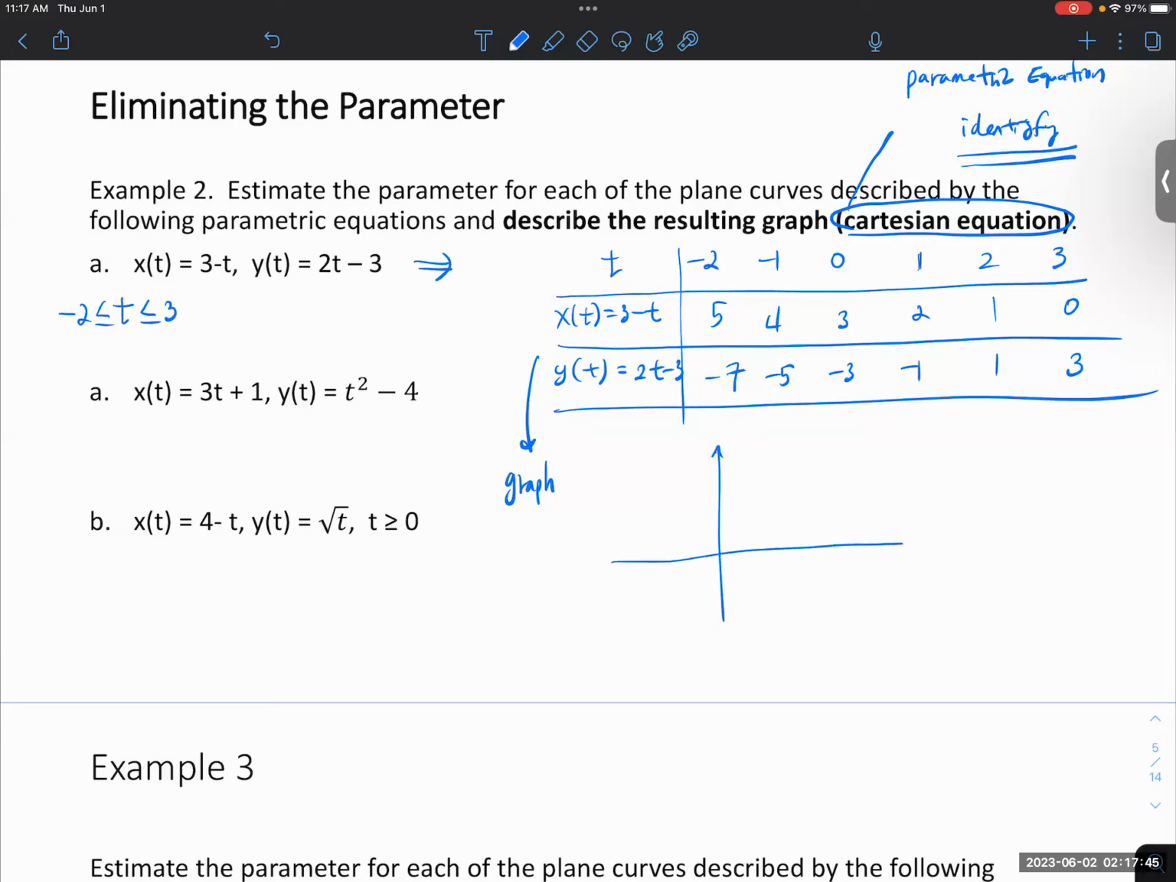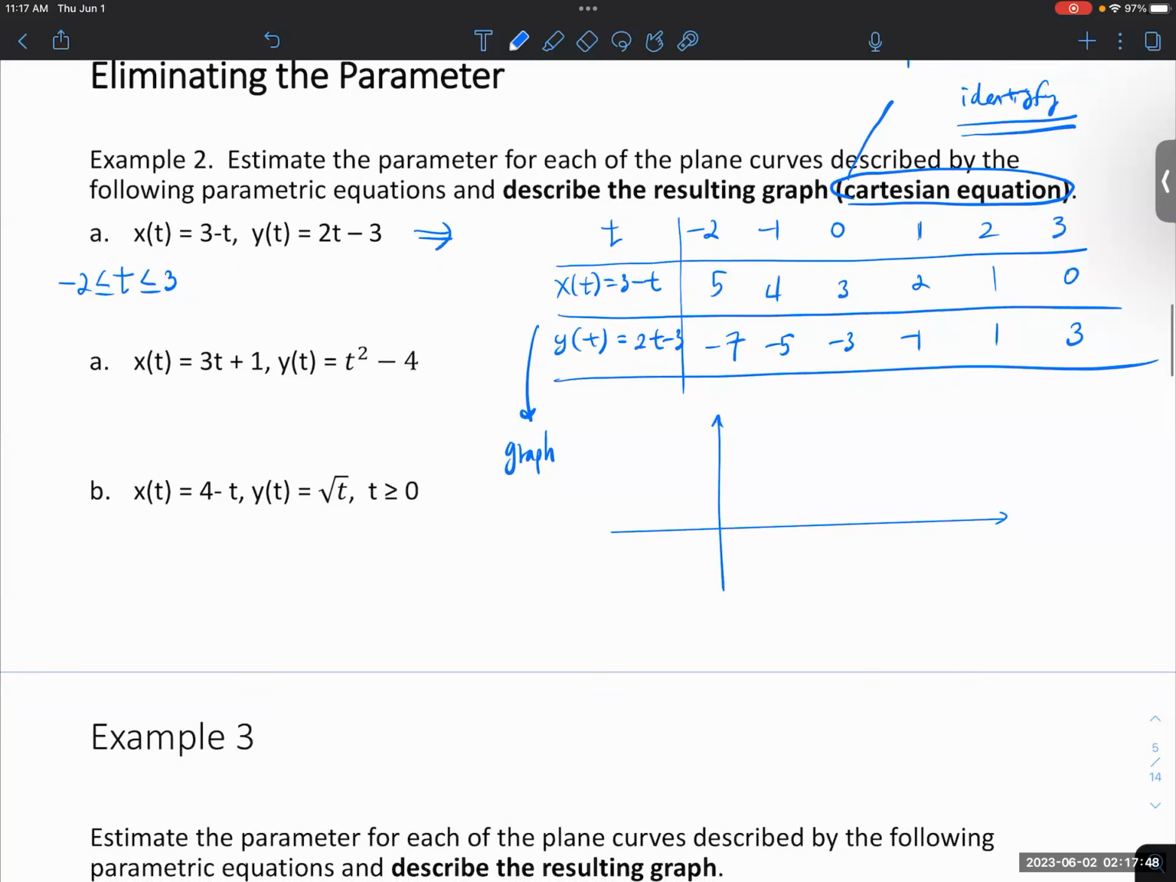So we do have the x and y axes. These are the coordinate points. So 5, -7. This is when t equal to -2. And then when t equal to -1, 4, -5. This is t equal to -1. 3, -3. This is t equal to 0. 2, -1 right there. And 1, 1, right? So we can have 1, 1 and 0, 3.